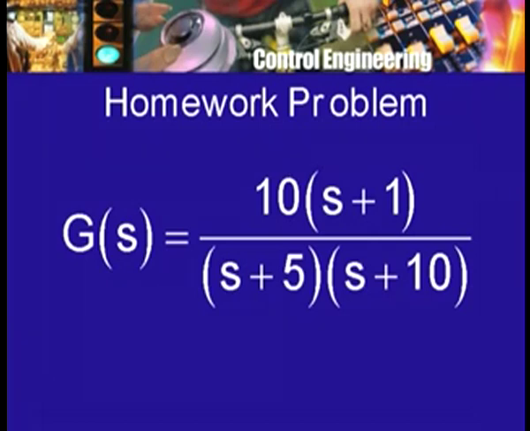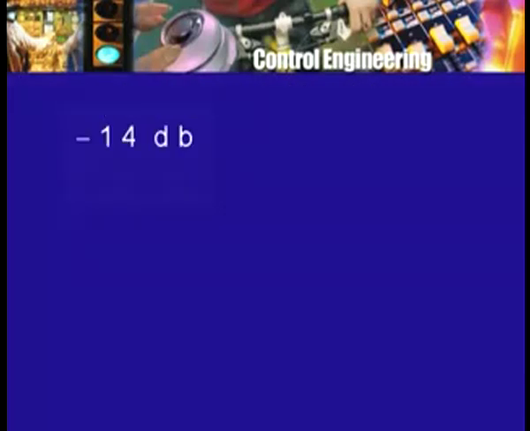You can immediately see that s is going to be put equal to 0 literally, and therefore the DC gain that we had calculated is a good approximation, which takes care of the effect of all the three, the 2 poles as well as the 0. So the DC gain will be minus 14 dB.